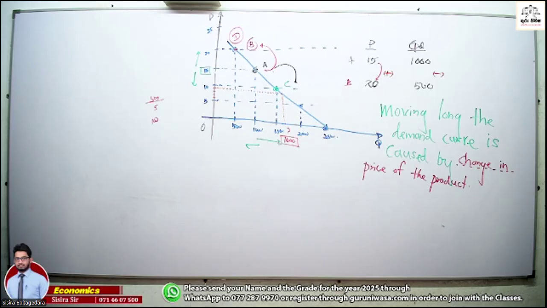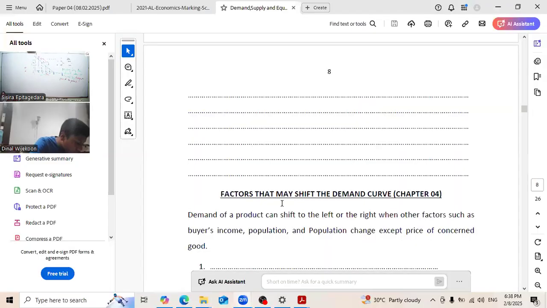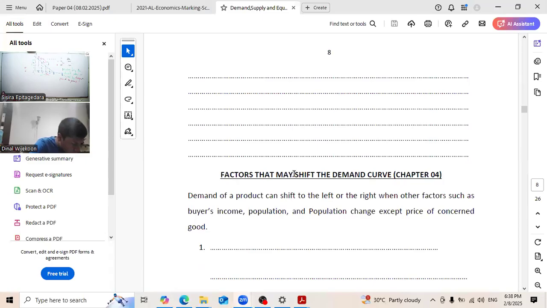Only change in price. The other concept is shift in demand curve. Can you see the next topic? Can you see the screen? No, sir, whiteboard. Wait, I'll share. Can you see that? Shift in demand curve.